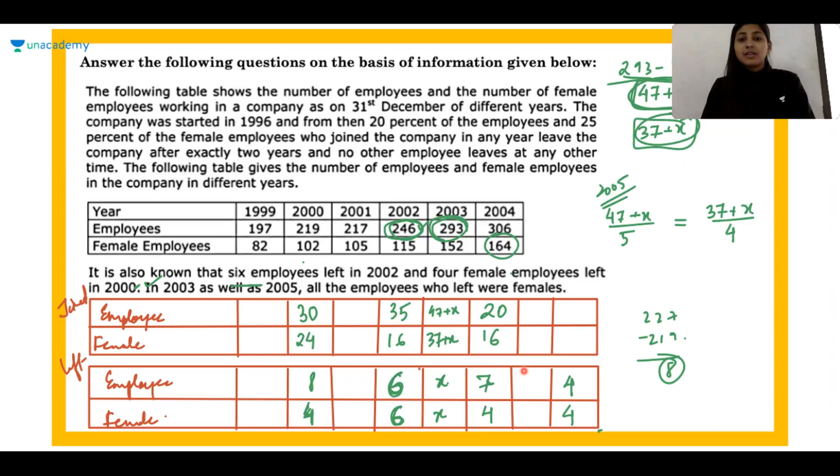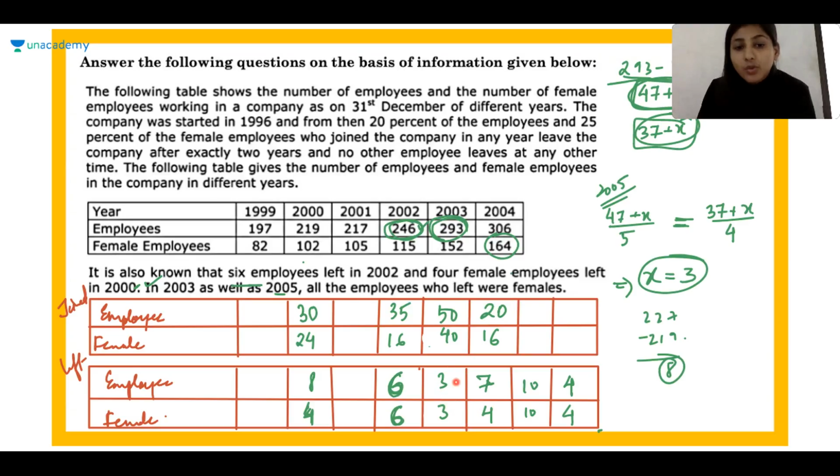would have left in 2005. Also in 2005 they are saying all the employees who left are females. That's how we could equate this, and when we solve this we get x as 3, right? We get x as 3, so we will just substitute that. This will be 50 and this will be 40, and this is 3 and 3. 3, 3, 50, 40, 20% is 10, 25% is 10. So we can see the number of female employees and employees who left in 2003 and 2005 were equal, as they have said.